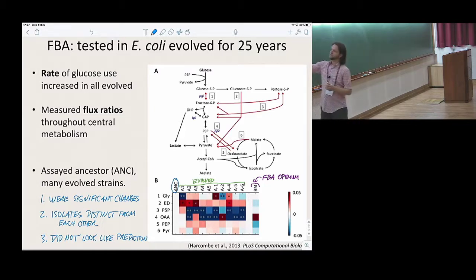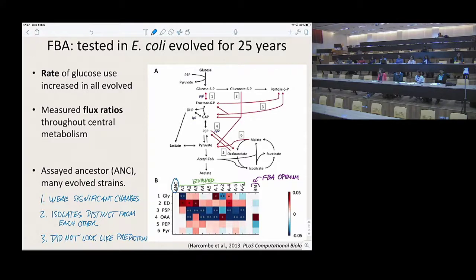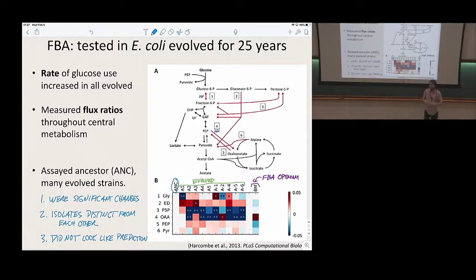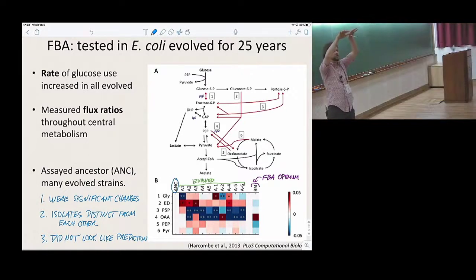And so he assayed this in the ancestor, everything in this heat map is relative to that. Higher fluxes in red, lower fluxes in blue. And you can see here are the evolved lines. If they simply lived their life with exactly the same relative fluxes, just doing everything faster, they'd all still be white. They wouldn't have changed at all. They'd just be faster versions of white because these are flux ratios. So they have actually changed what it is they're doing and how they run their cell, besides simply being faster.